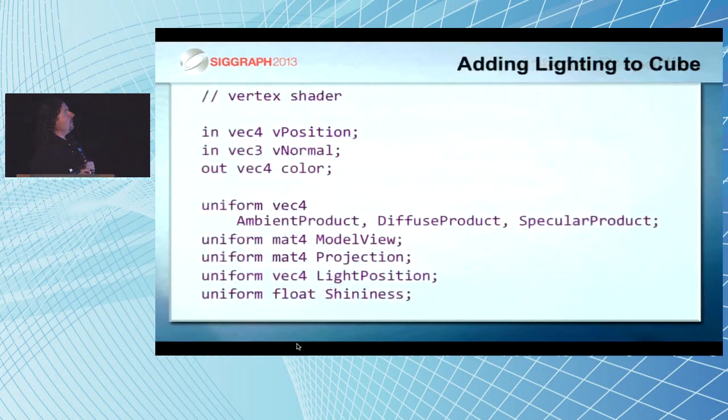So let's look at how we might actually implement this in the shader. Now, you'll see a lot of variables that are introduced inside of here. One, we have our vertex position and our vertex normal. So those are attributes that come along with every vertex that comes in.